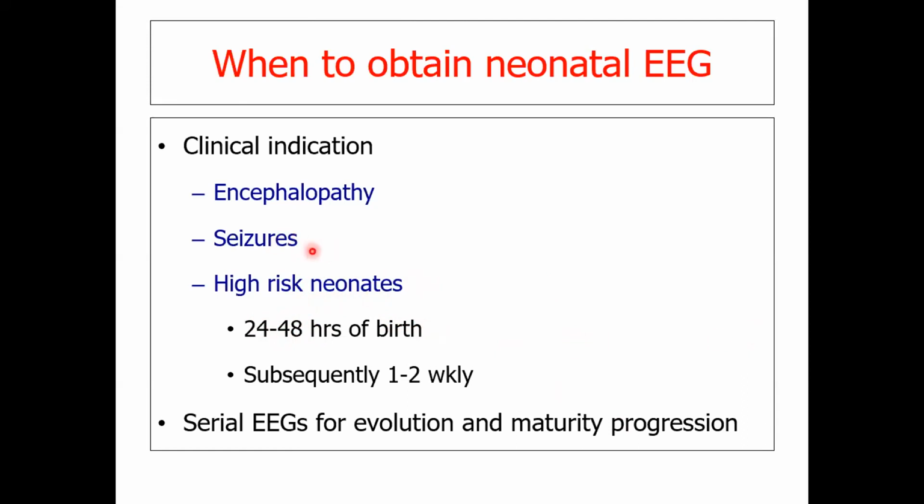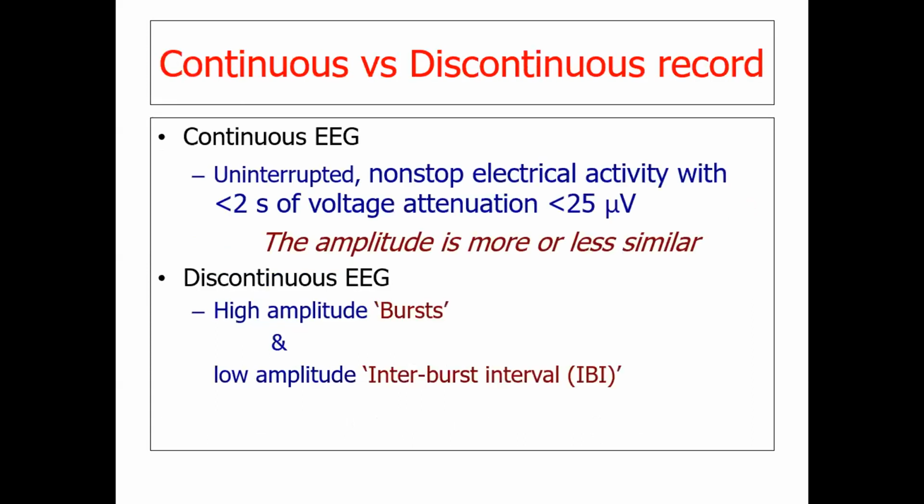In case there are seizures, in case there is encephalopathy which cannot be explained by anything else, rather than a single EEG, a series of EEGs, at least weekly or 2 weekly, for evaluation of the abnormality and for looking into the brain maturation. These are important factors in a neonatal EEG. This is different from a child's EEG.